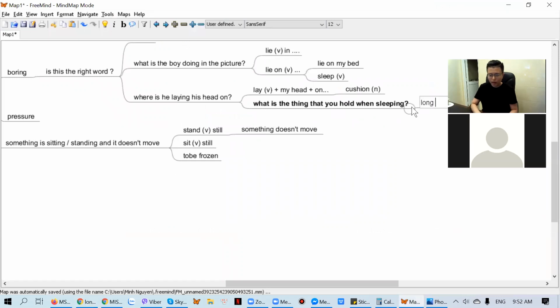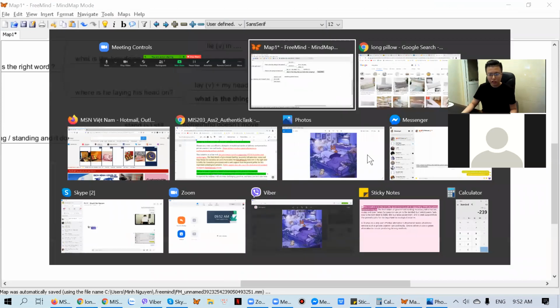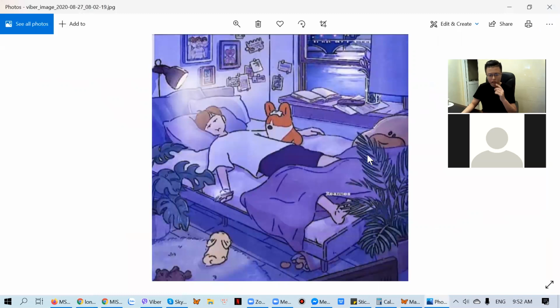For the second word, we have the word "like" as in "long pillow," okay? So I'm going to lay my head on the cushion and just look at the boy here right now. So the boy is checking out what, okay?